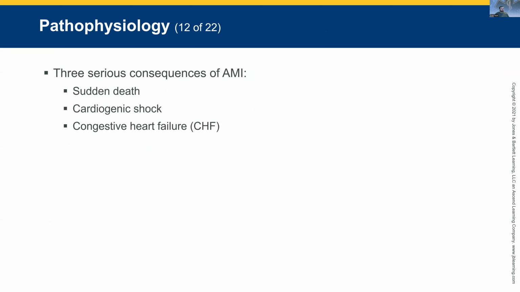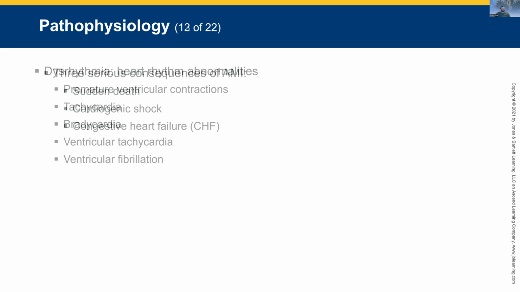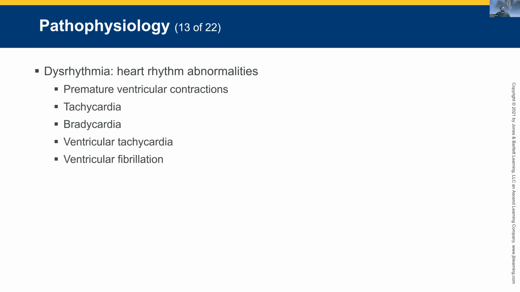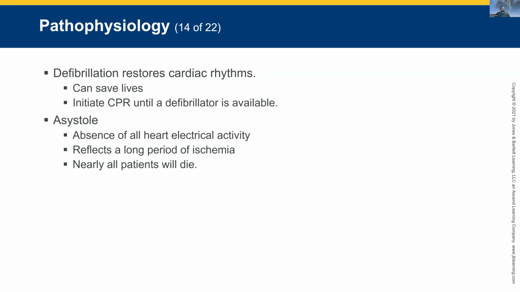Three serious consequences of the AMI are sudden death, cardiogenic shock, and congestive heart failure, CHF. Dysrhythmia, heart rhythm abnormalities, so premature ventricular contractions, tachycardia, bradycardia, ventricular tachycardia, ventricular fibrillation. Defibrillation restores cardiac rhythm, can save lives. Initiate CPR until a defibrillator is available.